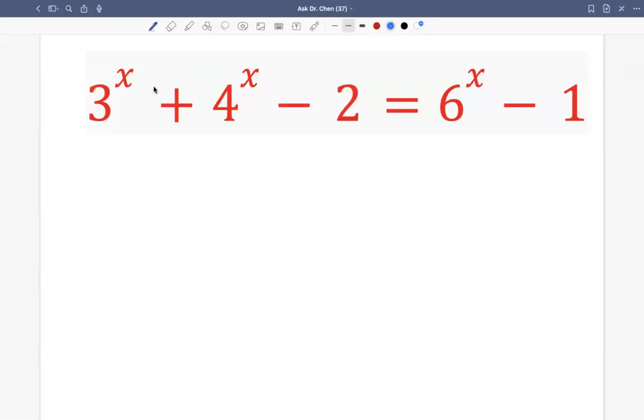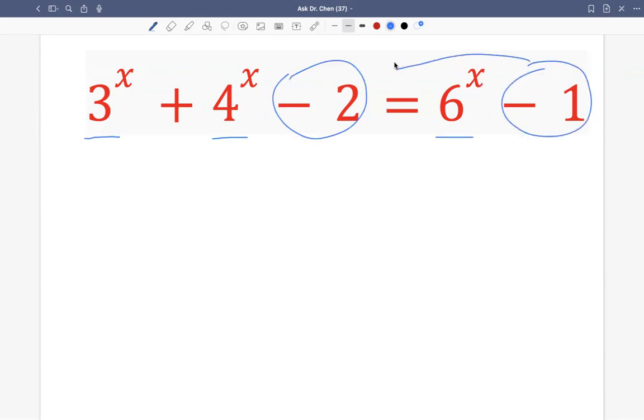Okay, let's see this question. So this equation, we want to solve for x. We have 3 raised by x plus 4 raised by x minus 2 equals 6 raised by x minus 1. Of course, minus 2, minus 1, we can combine them. So move -1 to the other side, become +1. So these two combine to be -1 on the right-hand side.